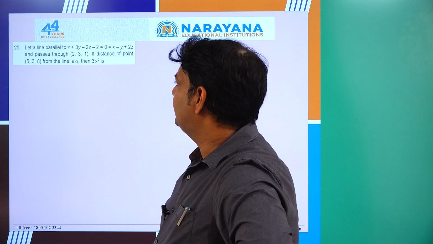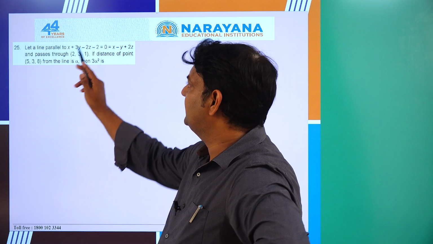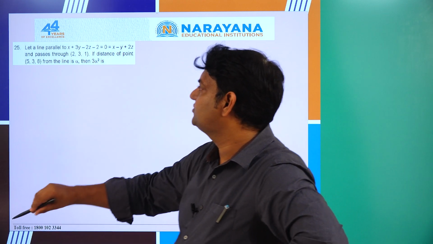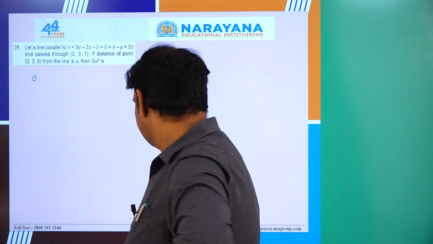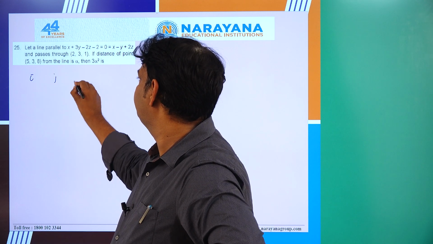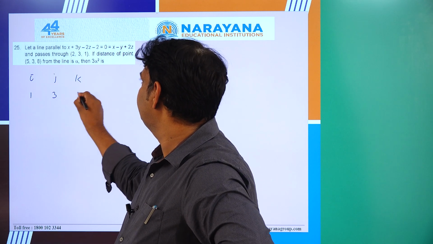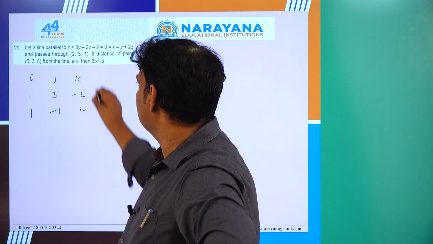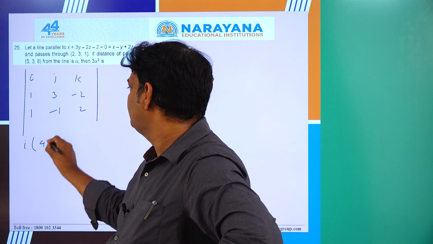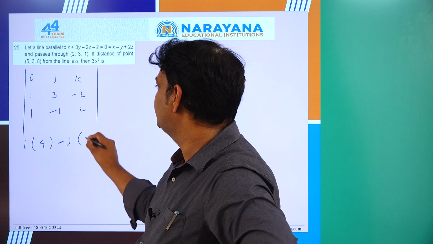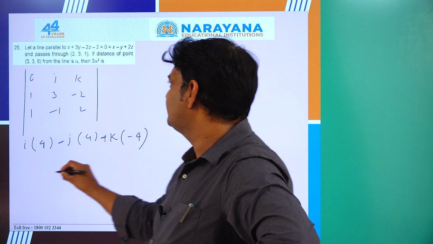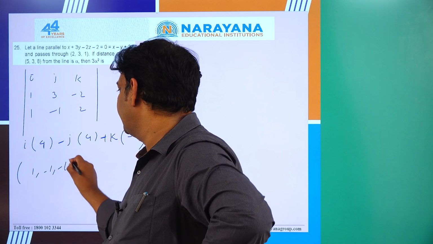What he said: let a line be parallel to this one. So this is indirectly the line given in unsymmetric form. So the DRs of the line in unsymmetric form are simply the cross product of these two. i j k, 1 3 -2, 1 -1 2. i into (6 - 2) = 4, minus j into (2 + 2) = 4, plus k into (-1 - 3) = -4. So what are the DRs of the line? 1, -1, -1.